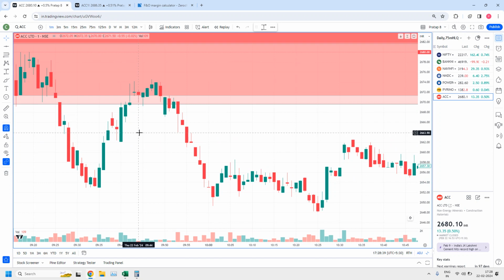Volatility is calculated in the F&O segment, in both futures and options. But what about the equity market? The equity market is not driven by volatility. In the equity market, prices are driven by demand and supply.